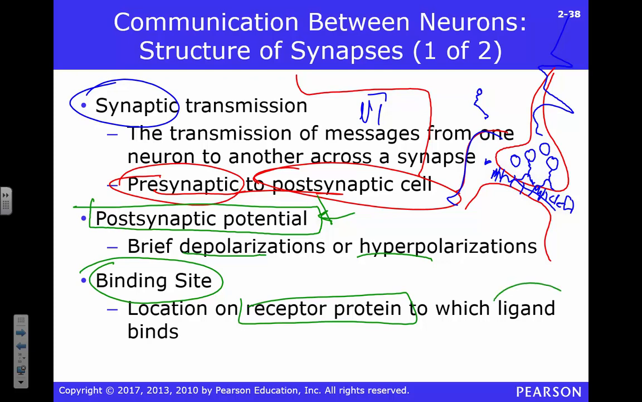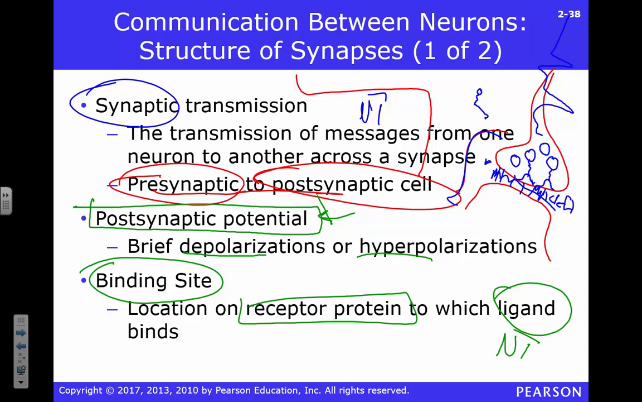Everybody uses that lock and key analogy, and I think it's a little overplayed. We need a new one, but that one works perfectly well, so we'll go with it. So the neurotransmitter is going to bind to this binding site on that receptor protein. It's going to cause it to do something, right? It's going to open, let ions move in or out, whatever it's doing.